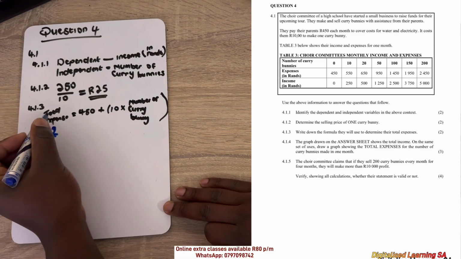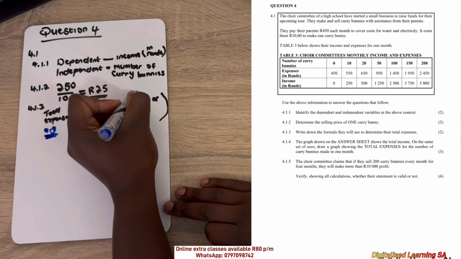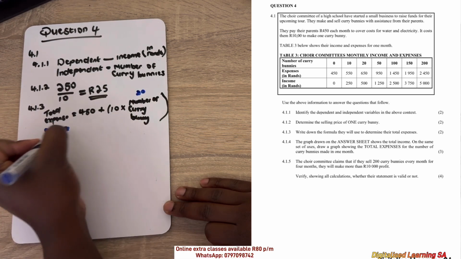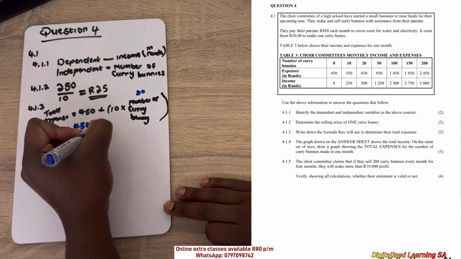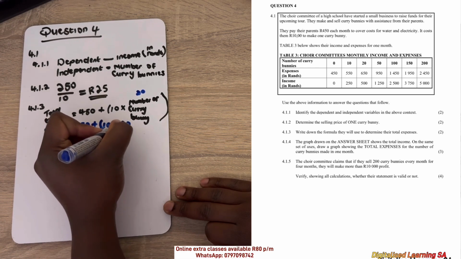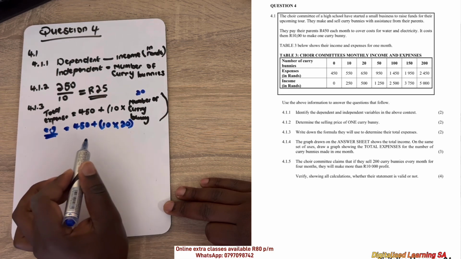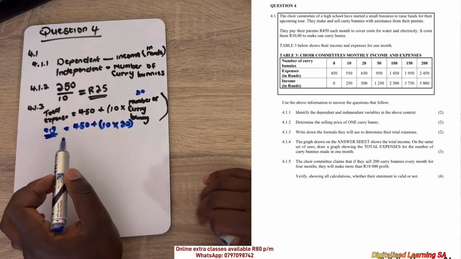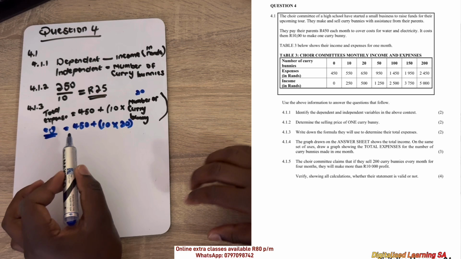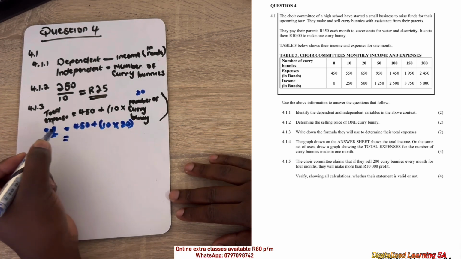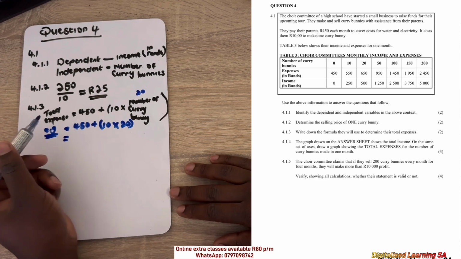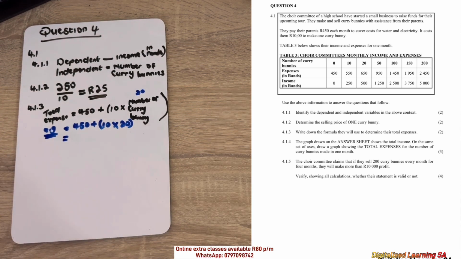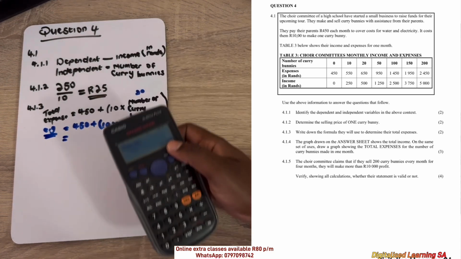If we want to find the total expense of producing, let's say, 20 bunnies, we just say 450 plus 10 multiplied by 20, and we can see that the expenses of producing 20 bunnies is 650. So we need to get 650 if we use this formula. To prove that our formula is correct, if you look at the table, you will see that we need to get 650. Okay, so now let's do this together.